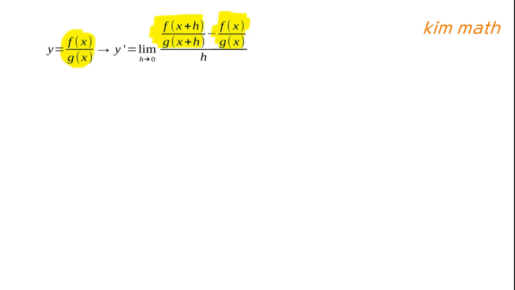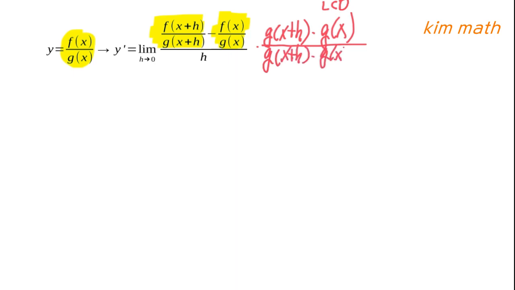Okay, to simplify the complex fraction, we usually multiply the least common denominator of the small fractions. So in this case, to simplify this expression, you can multiply g of x plus h times g of x to the top, and definitely the same expression to the bottom. Good.